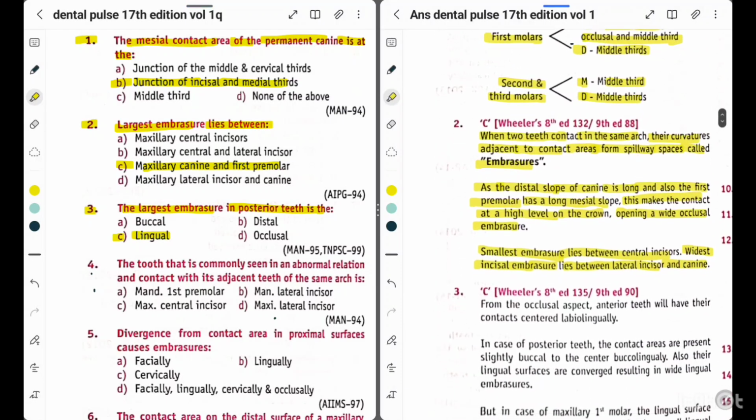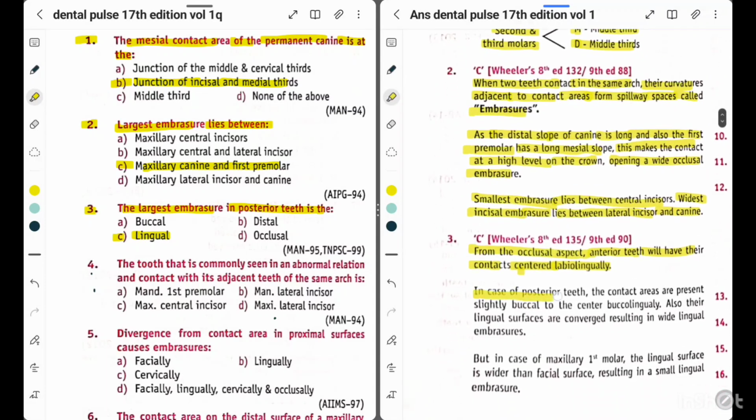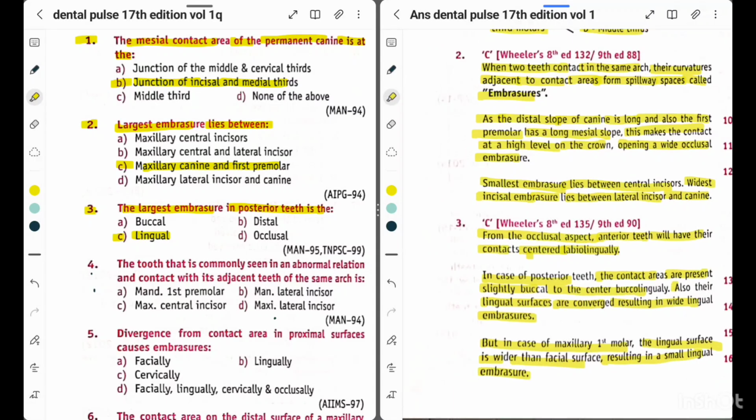From the occlusal aspect, anterior teeth will have their contacts centered labiolingually. In case of posterior teeth, the contact areas are present slightly buccal to the center buccolingually. Also, their lingual surfaces are converged, resulting in wider lingual embrasures. But in case of maxillary first molar, the lingual surface is wider than the facial surface, resulting in a small lingual embrasure.